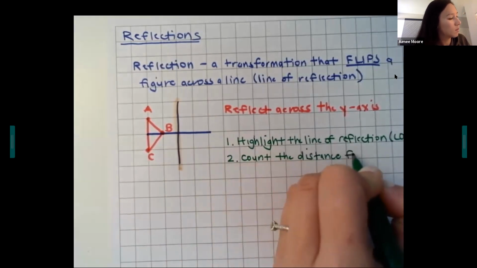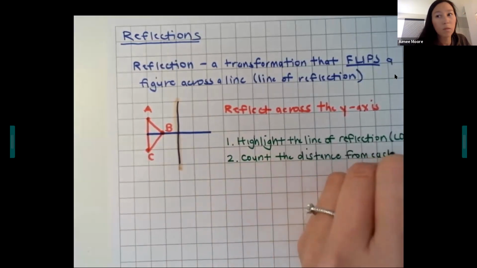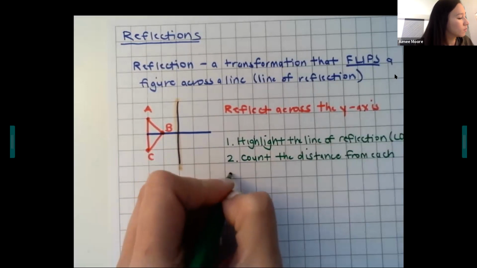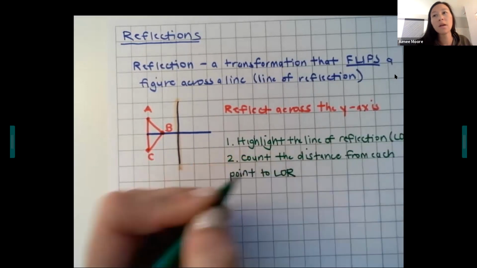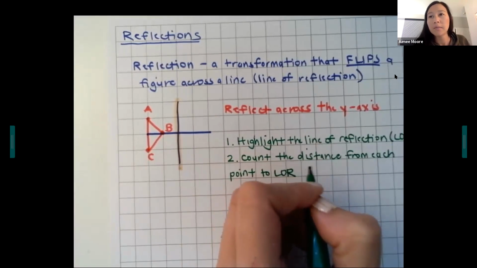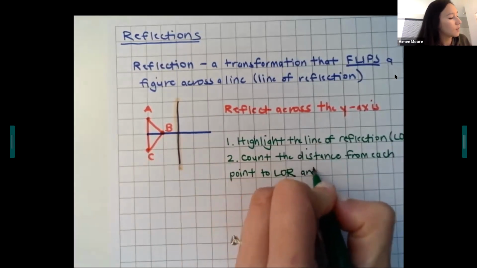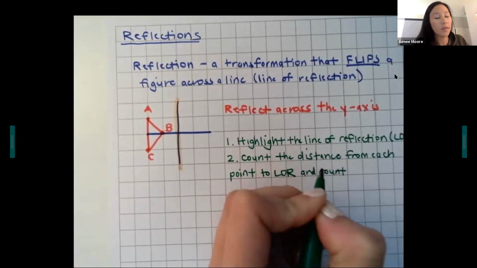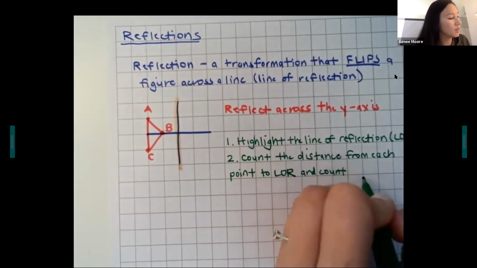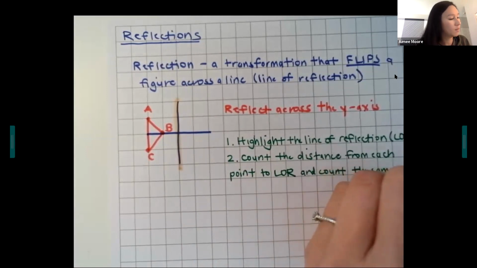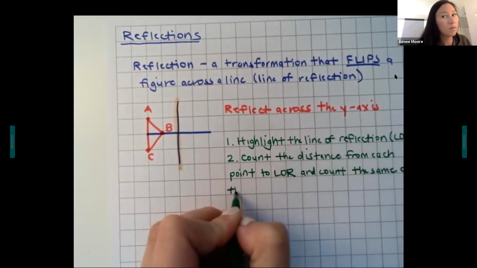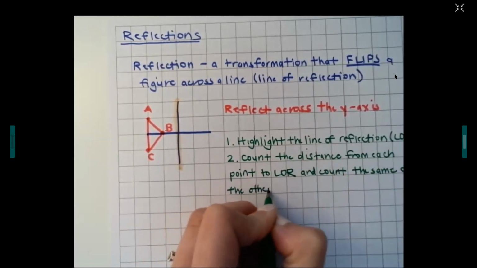to the line of reflection and count the same on the other side.